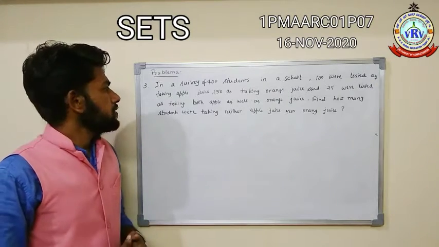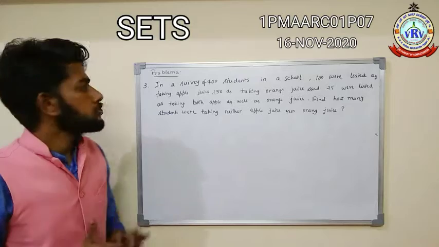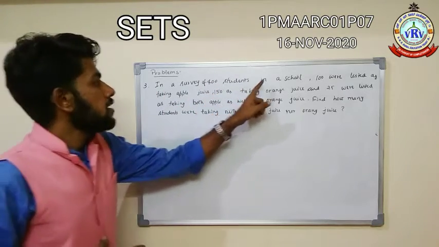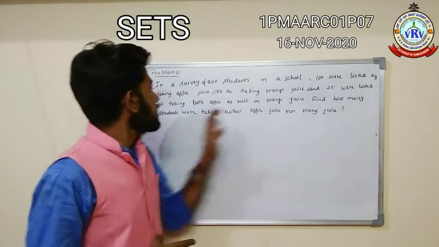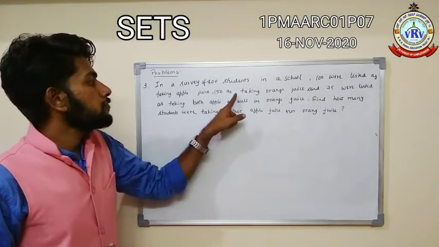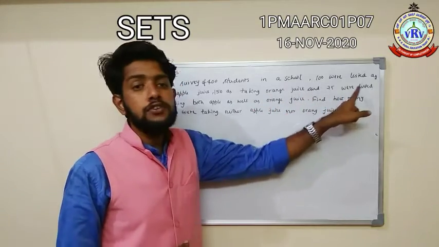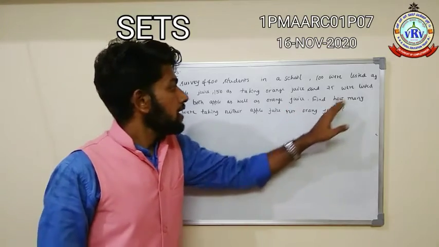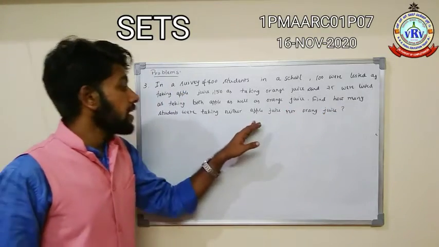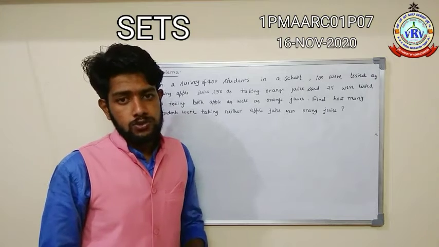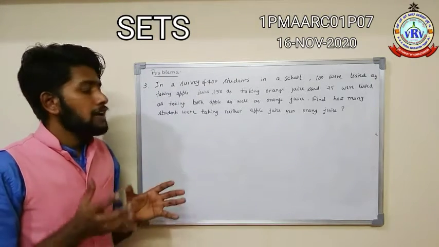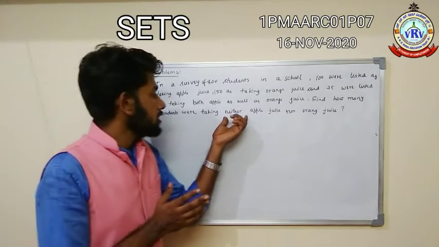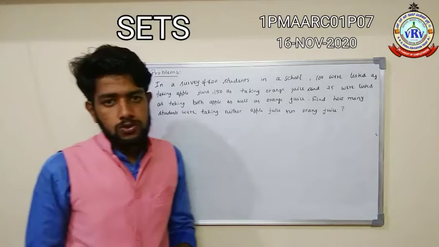In this third problem it is quite different from the other two. Just observe, in a survey of 400 students in a school, 100 were listed as taking apple juice, 150 as taking orange juice, and 75 were taking both apple as well as orange juice. Find how many students were taking neither apple juice nor orange juice.